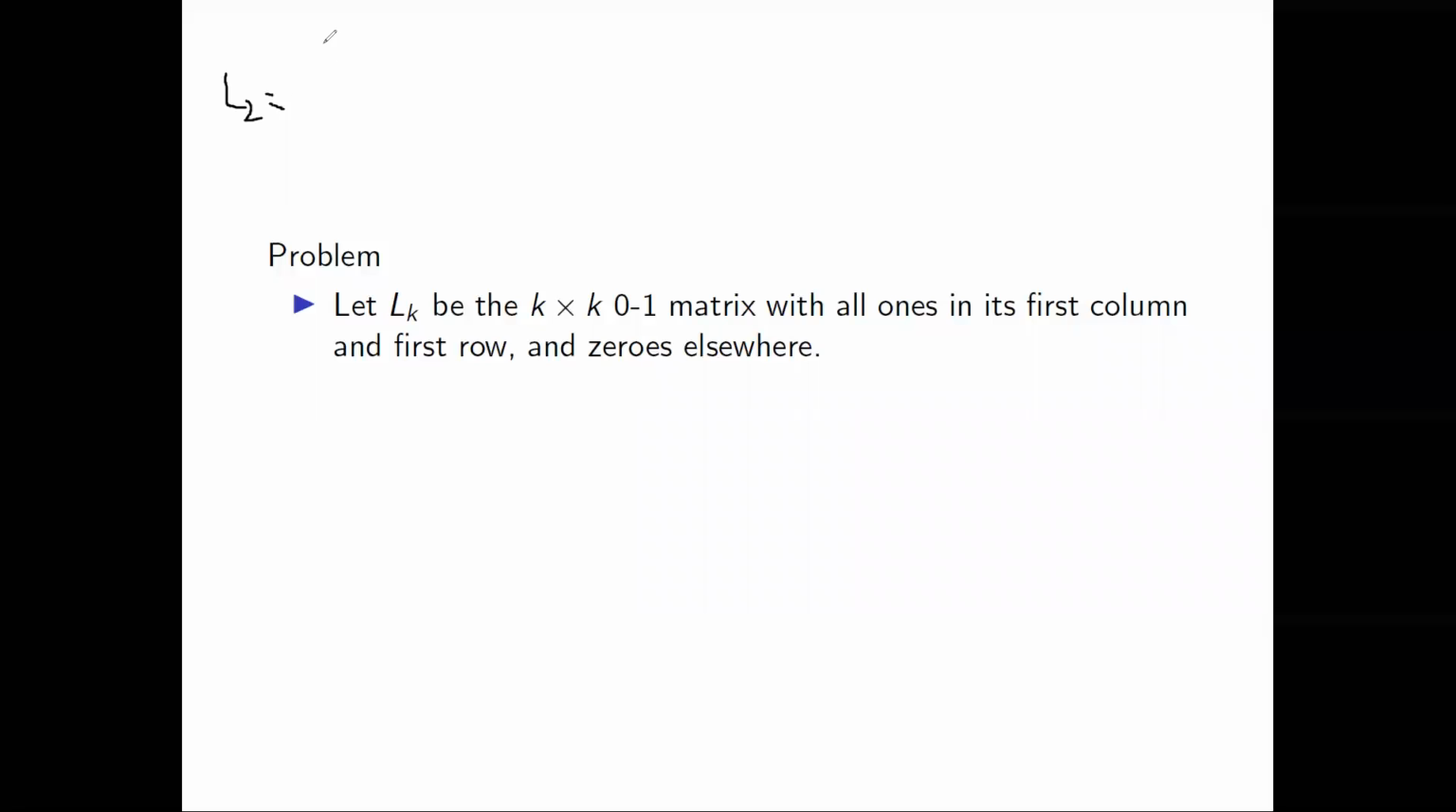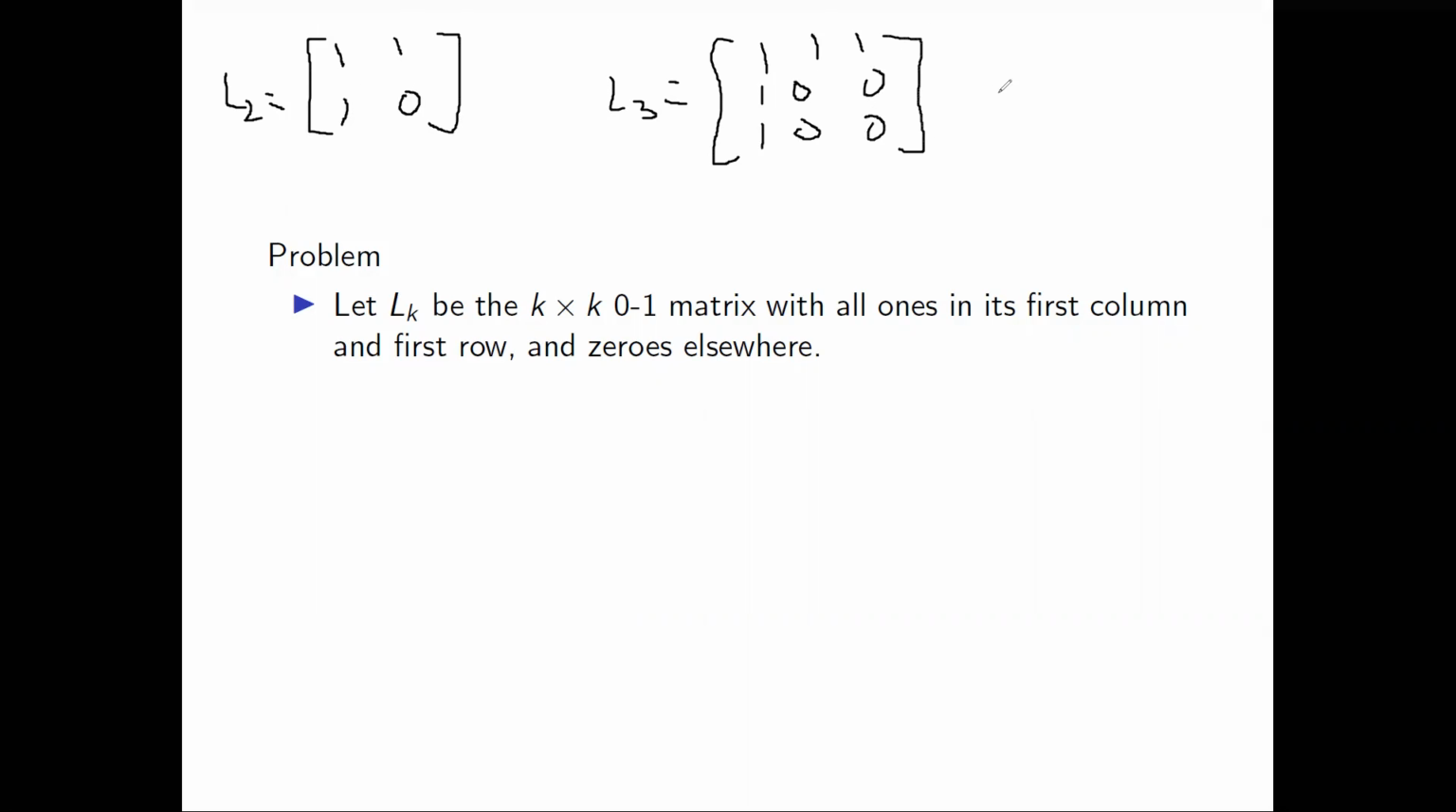So L2 is going to have all ones in its first column and first row, zeros elsewhere. So there it is. L3, all ones in the first row, first column, zeros elsewhere. And I think that's clear enough, hopefully. So that's our LK matrices. K by K, all ones in the first row and first column and zeros elsewhere.